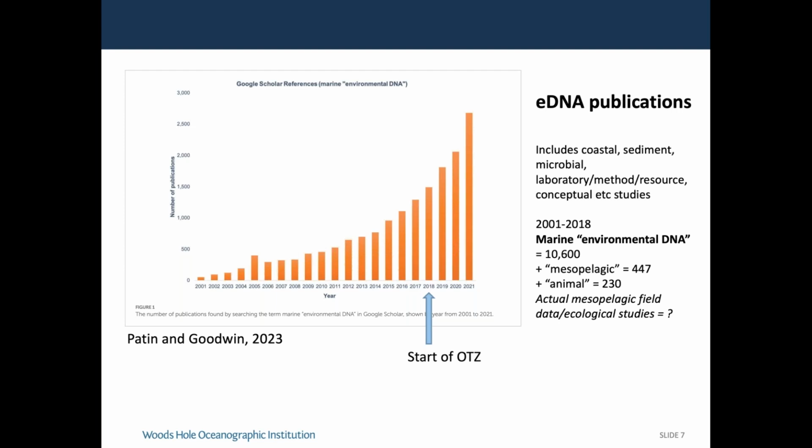But if you actually try to narrow that down and say, well, what about for the mesopelagic, and then what if you narrow it down to animals? Because actually a lot of this kind of eDNA work is microbial focused, right? Then it really narrows down quite a bit. And then in fact, if you try to find papers that were experimental mesopelagic studies using eDNA, in 2018, there's really none. None that I could find. So it's really a new approach.